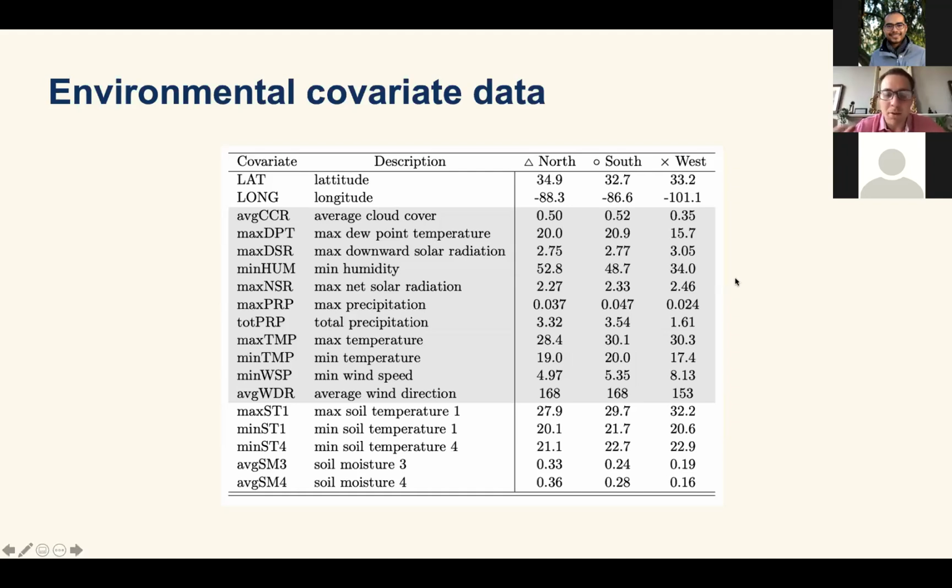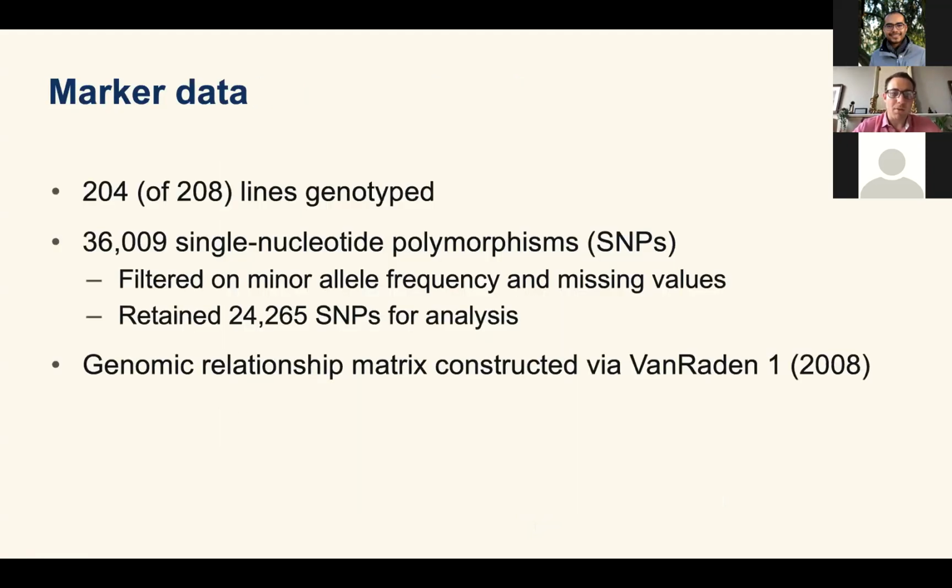So again, the main point here is just that we have these covariates based on latitude and longitude. These aren't stress covariates; these are just the raw observations from the weather stations. And we have these differences going from north to south to west. And these are just the simple means of the covariates, averaged over each of the environments, just to give an indication of what's going on here. But again, the main point is that we have a series of covariate data.